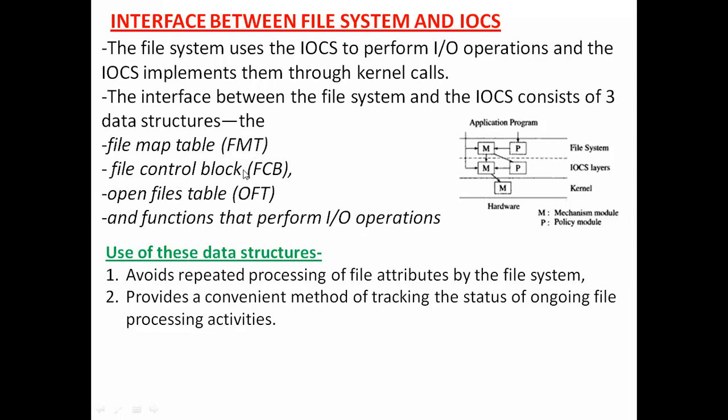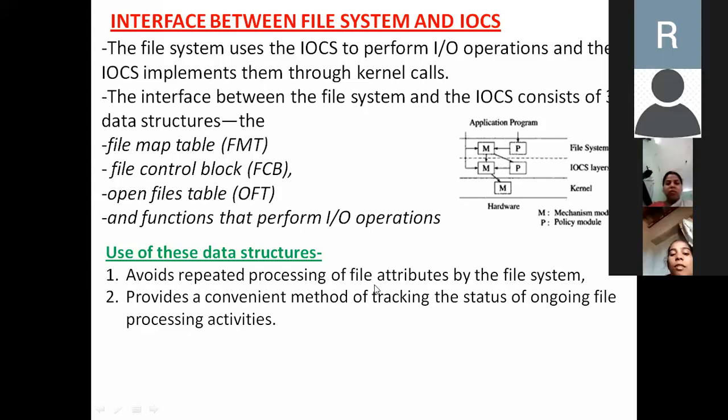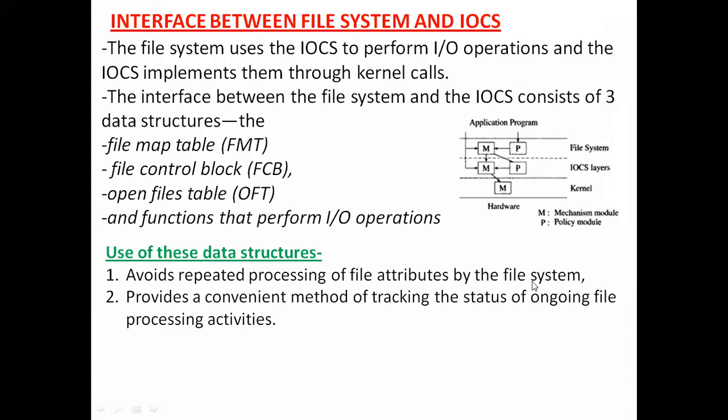Why do we use these data structures, namely FMT, FCB, and OFT? So as to avoid the repeated processing of the file attributes by the file system.